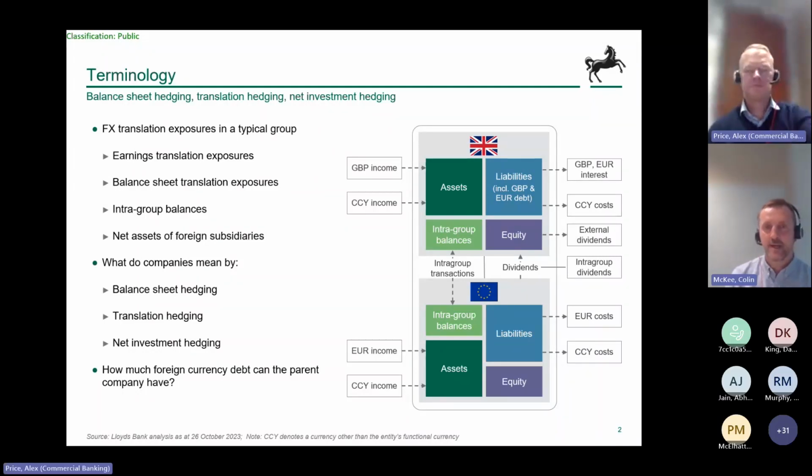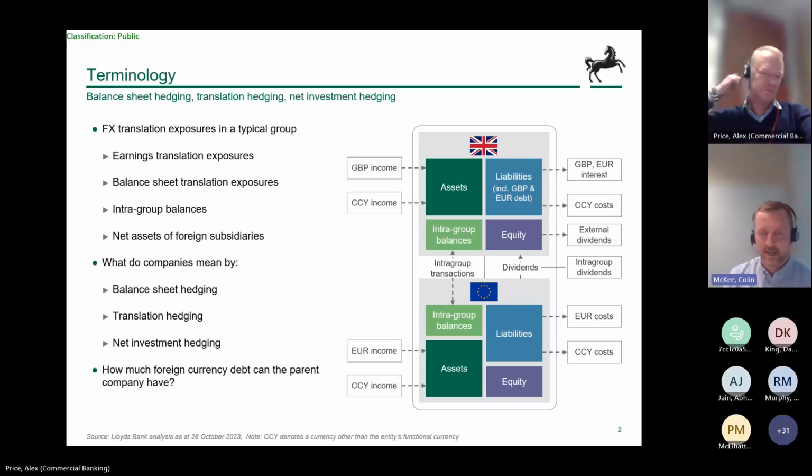Looking at the UK company, we have assets and liabilities in the balance sheet. There are very likely to be some intragroup balances, and then there's the equity of that company. In the boxes around the side, you then have the usual cash flows: sterling income, currency income, interest costs, and dividends perhaps being paid to external shareholders. Moving down to the European subsidiary, it's exactly the same: balance sheet, assets, liabilities, equity, and cash flows either in euro or foreign currency. So what FX exposures are there in this group, and how do we categorize them? That's a sensible place to start.